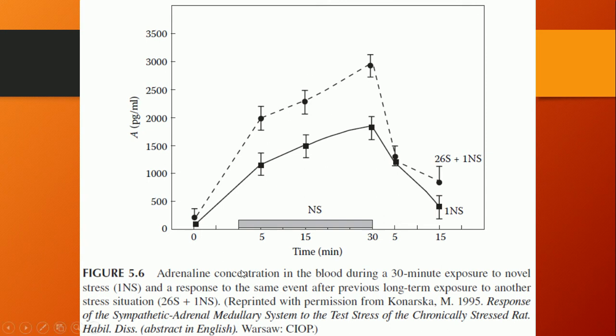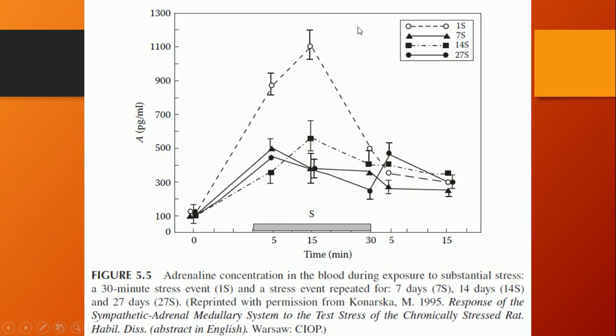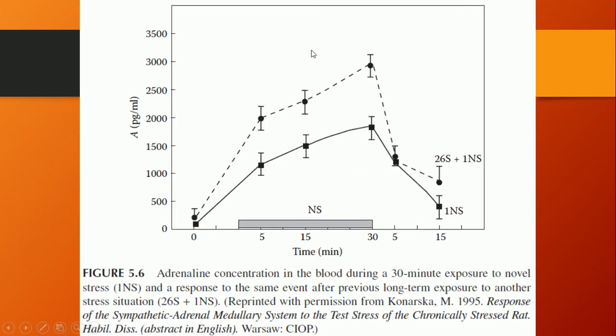But what happens here is that there is another stress which is called the novel stress, a new stress factor, and the duration is also 30 minutes. But as you can see, because the subject is exposed to another stress, the adrenaline level is higher, which is 3,000 here, but here is only 1,100. So the adrenaline concentration is higher if the subject is already long-term exposed to the stress, and then you introduce another new stress. So the adrenaline is higher.